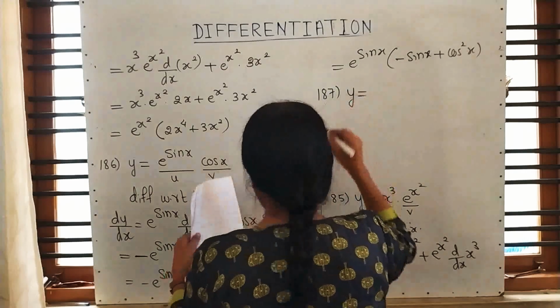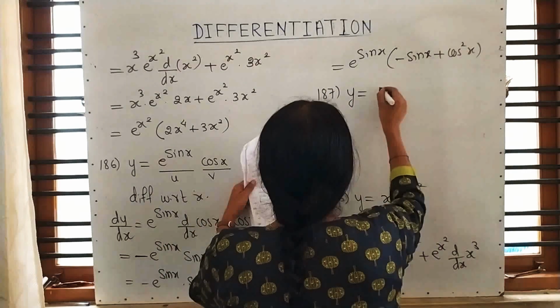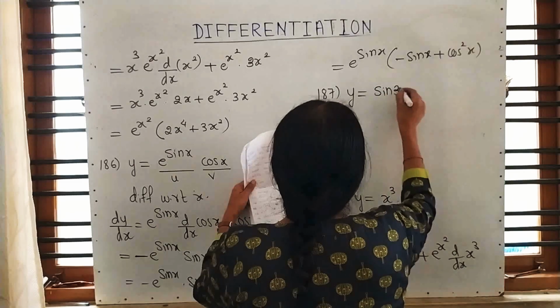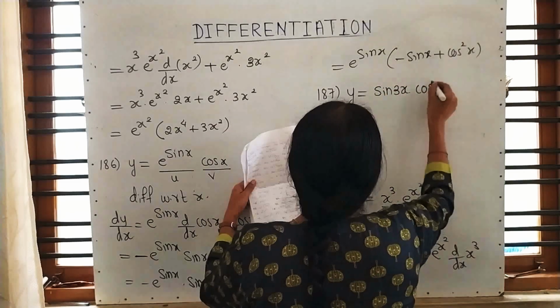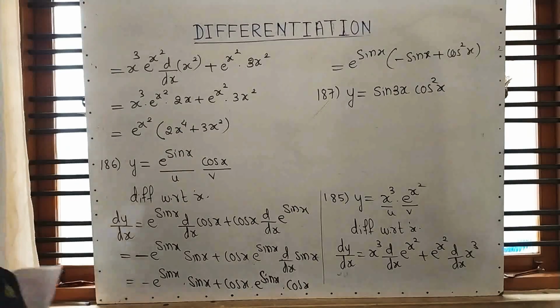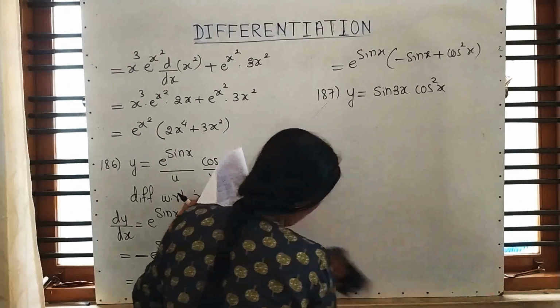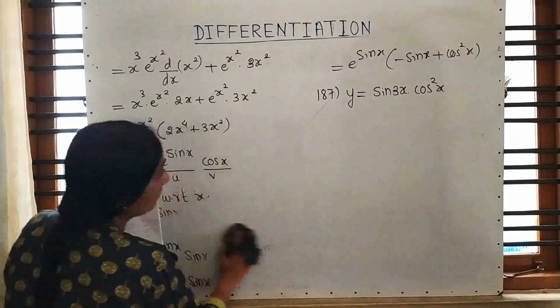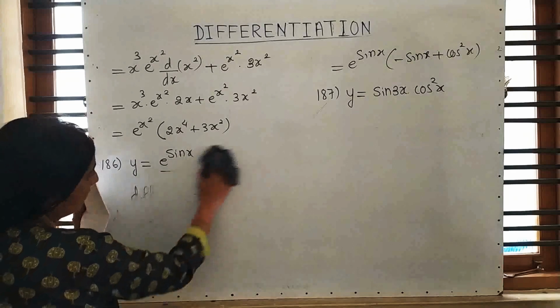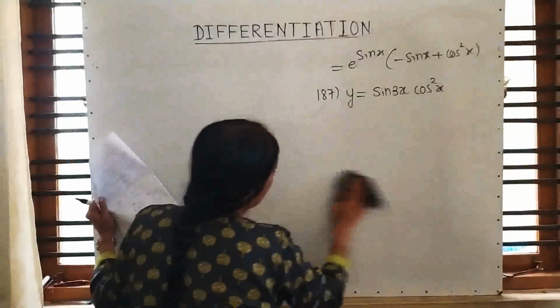187. y is equal to sin 3x cos square x. Yes, students. Now, are you familiar with the formula? Can you identify which formula is applicable here? Yes, just think and tell me. Yes, here we can apply. So not we can, we have to apply u into v.